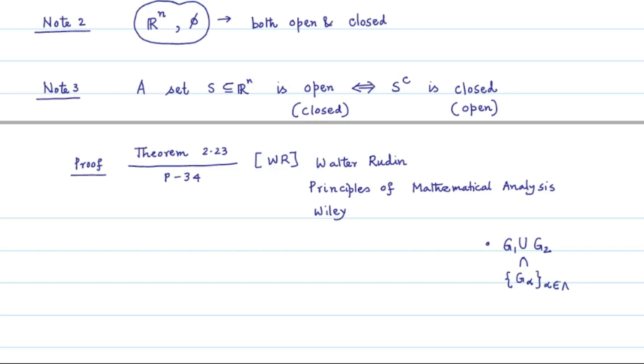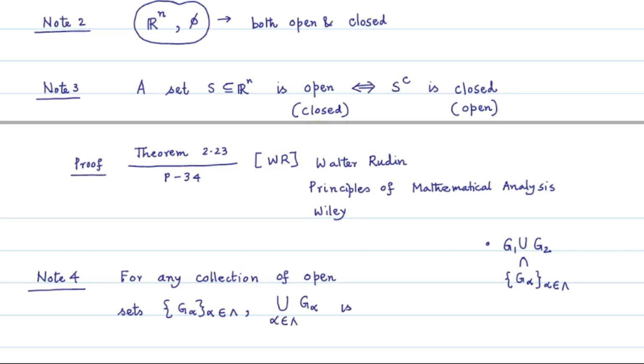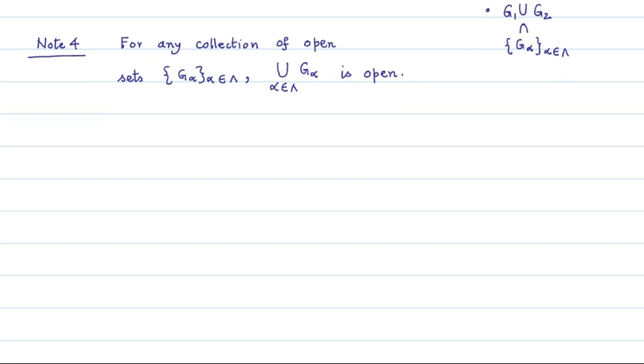The answers to these questions are as follows, which I shall write out in the form of two notes. The first note is that for any collection of open sets, say G alpha for some index set capital Lambda, their union is again an open set, but the intersection of an arbitrary collection of open sets may not be open. As a proof of this result, you may please visit the proof of Theorem 2.24 on page 34 of the same famous book by Walter Rudin.